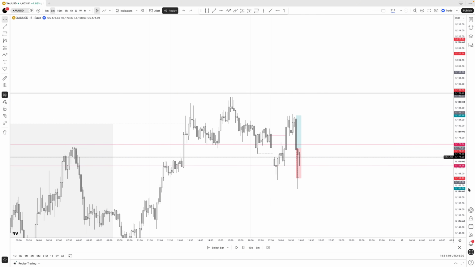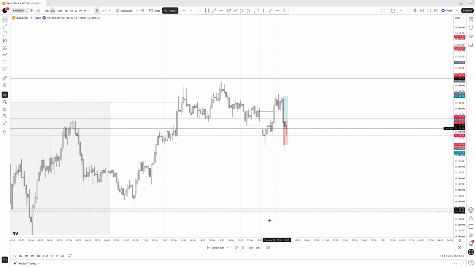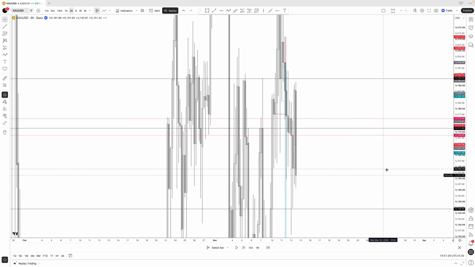So let's see what price is going to do. Let's see if we have any more trades here. No, it just keeps trading lower. A new 4 hour candle is about to open. So we might have to go back to the 4 hour.